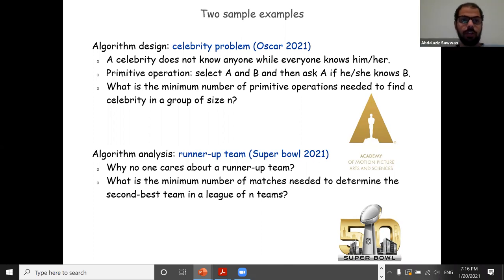With every operation performed, we can exclude one person, to be sure that he's not the celebrity. Maybe give a brief explanation of why every operation can eliminate one person. A asks B, do you know B? If A knows B, then we know for sure that A is not a celebrity. Yes, so A can be eliminated. What's the other option? If A doesn't know B, then B can be eliminated, because B cannot be the celebrity. Exactly. So with every operation, we can exclude one person.